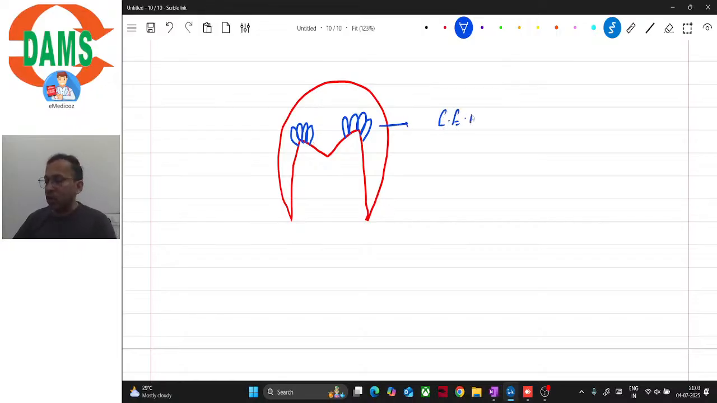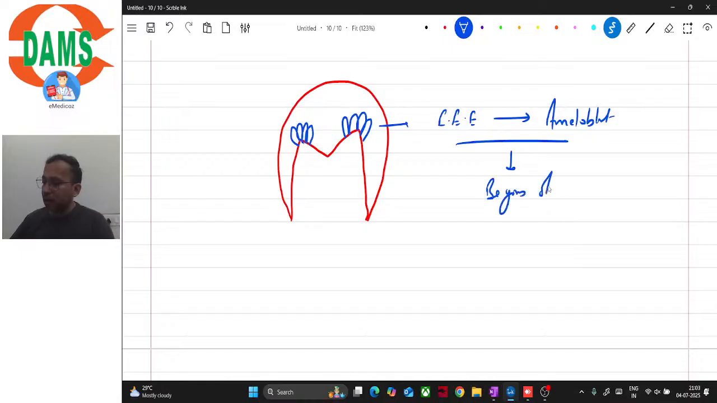So the conversion of IEE into ameloblast, this starts or it begins at cusp tip, and once the ameloblasts are formed, what will happen? They will deposit enamel. But before the ameloblasts are formed, odontoblasts have differentiated and they already have deposited dentine, isn't it? They already have deposited dentine, and over this dentine, the ameloblasts will deposit enamel, isn't it? So this formation of hard tissue is what is known as apposition.